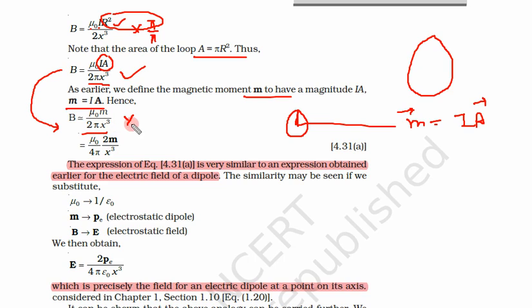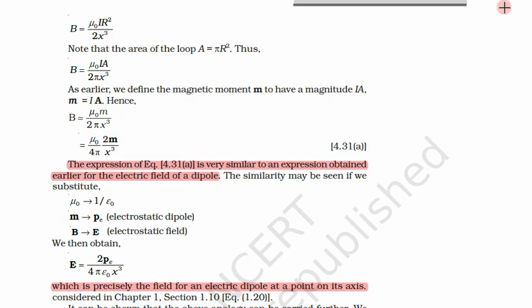We again multiplied by 2 and divided by 2. So this mu naught, this 2m is here and this 2 pi becomes 4 pi x cube. So this is the new formula. Why have we put a nearly equal sign? Because we have considered r is equal to 0, but r is not equal to 0. Let us see this expression.